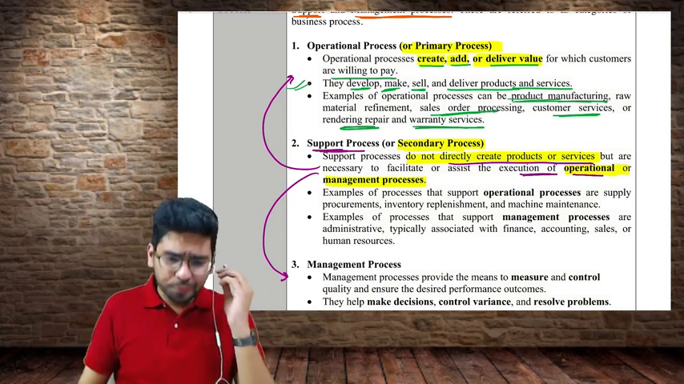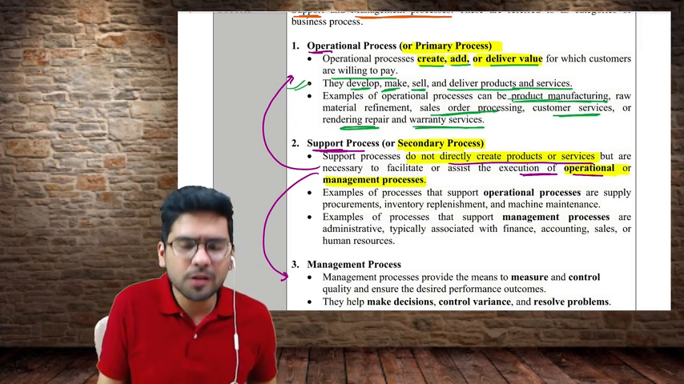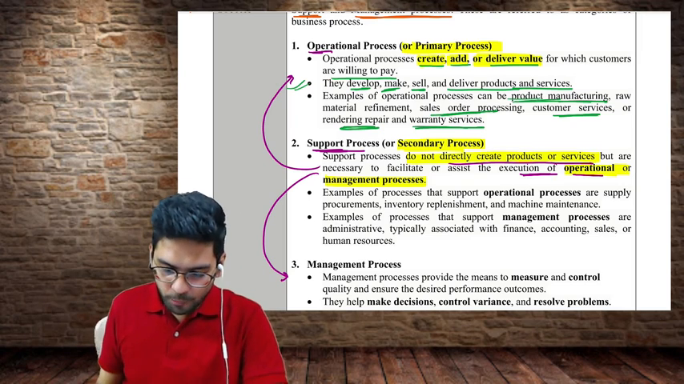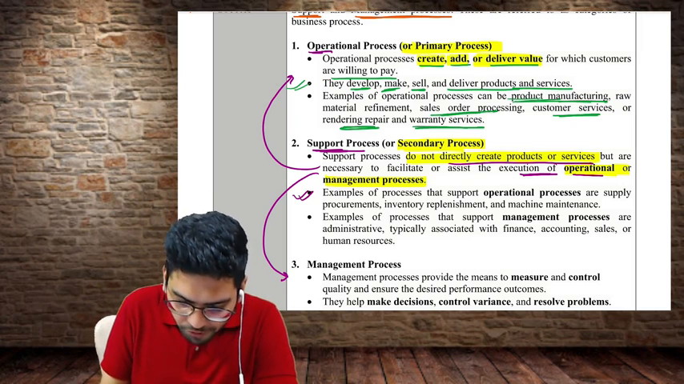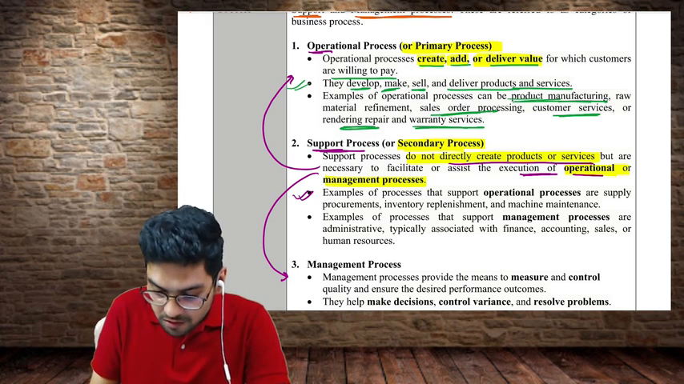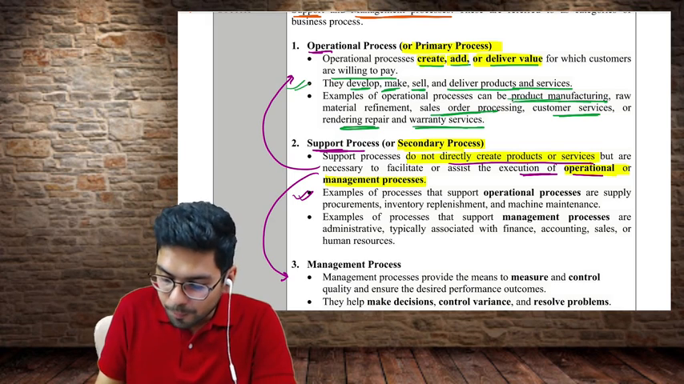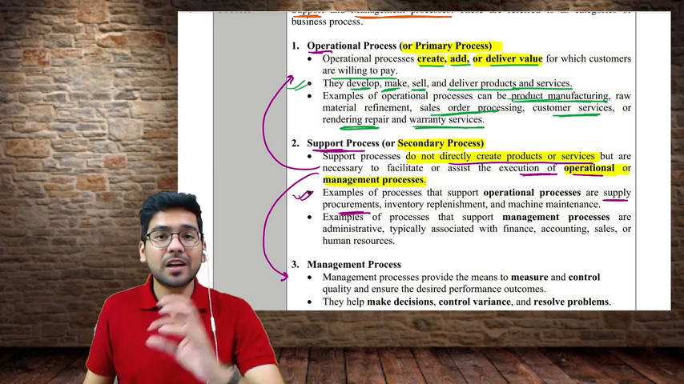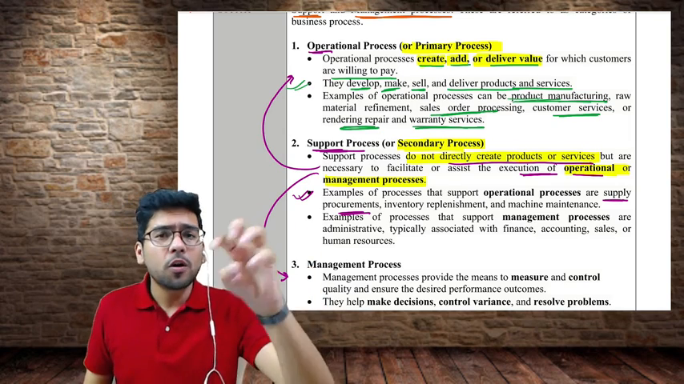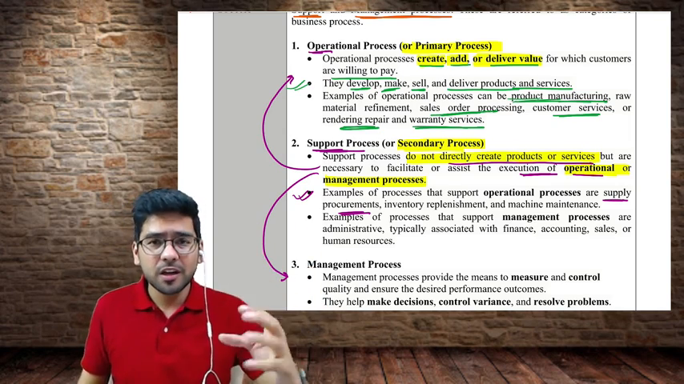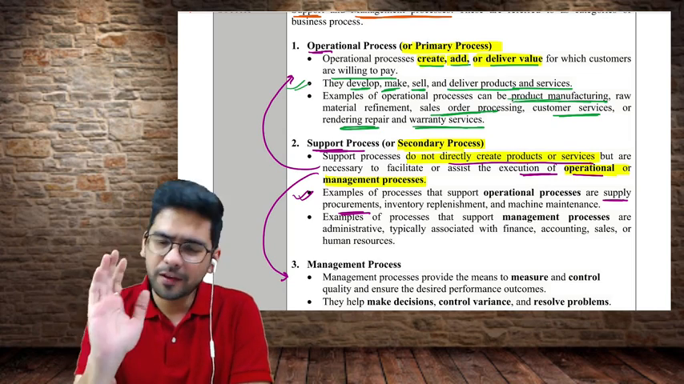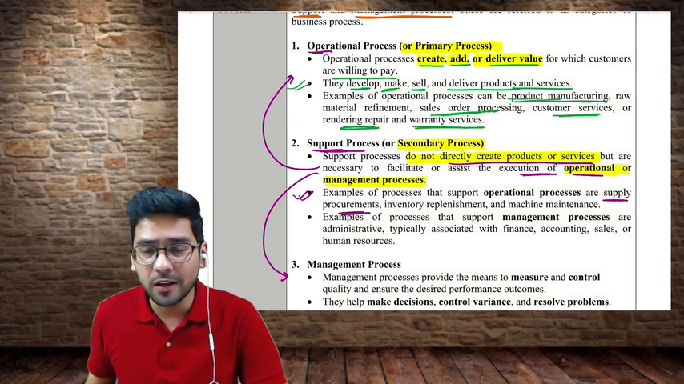So now, because you have just covered operational process, let us see how support processes can assist the operational processes. I am just going to read this example for the time being. It says examples of processes that support operational processes are supply procurements. Please understand this, supply procurements. Now, is product manufacturing an operational process? I want all of you to answer this. Yes or no? Yes, it is a manufacturing process, absolutely yes.